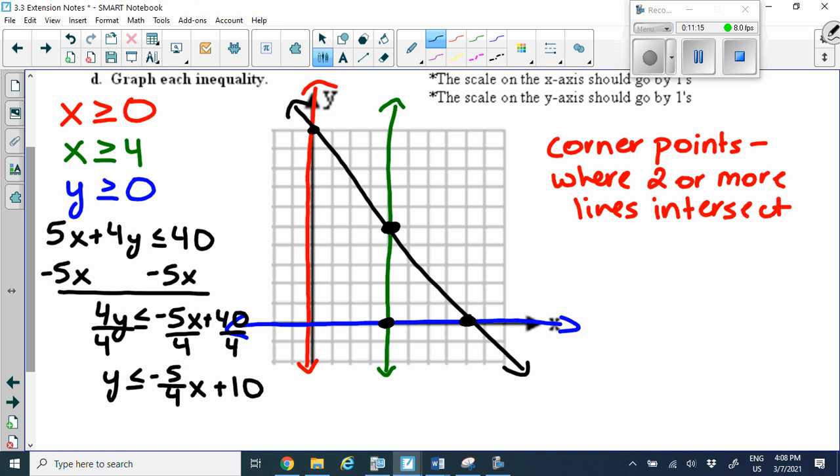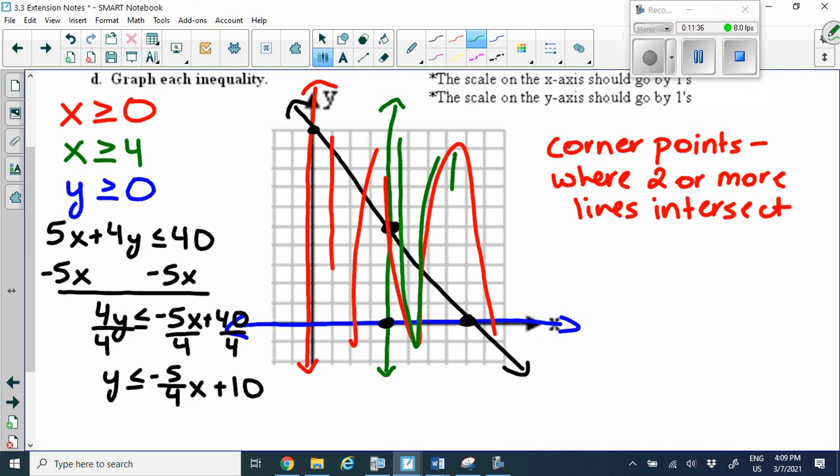Now here's another way we can tell. It's with the shading. So if x is greater than or equal to 0, that means we would shade right. So I'm going to go ahead and shade right a little bit. I mean, not to do too much. Okay, here's my shading, right? Then with the x is greater than or equal to 4, I shade to the right as well. Ooh, I'm already seeing some spot where the colors are mixing. Now y is greater than or equal to 0, that means we're going to shade above the line.